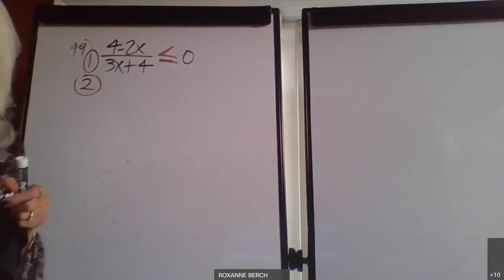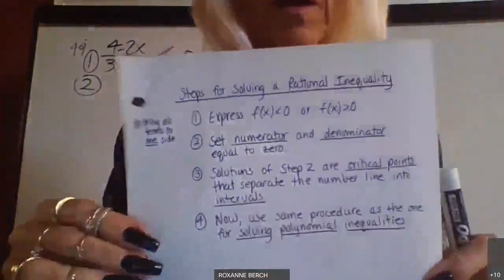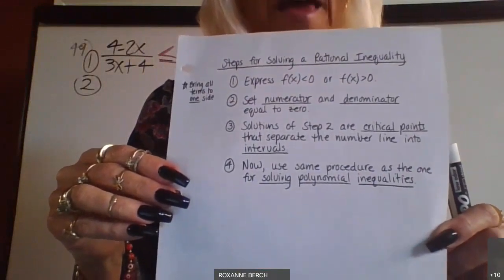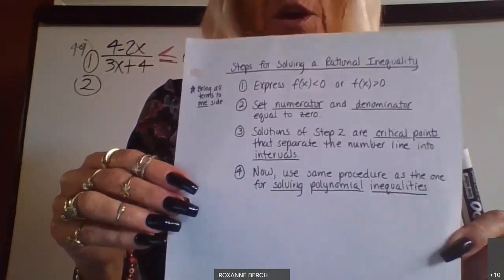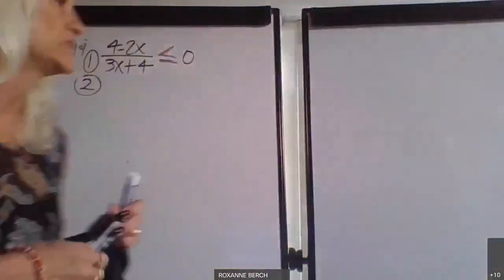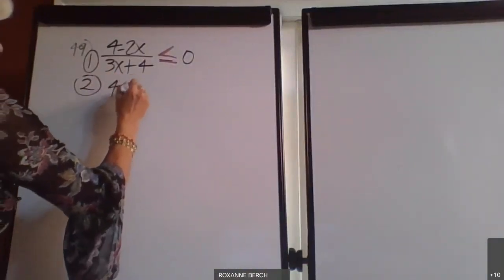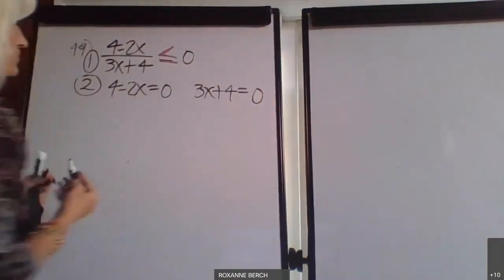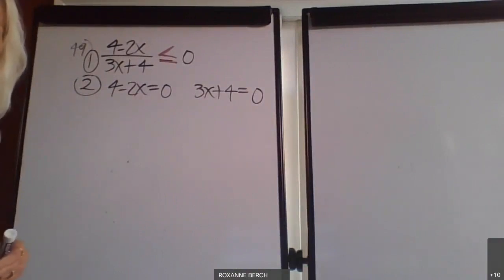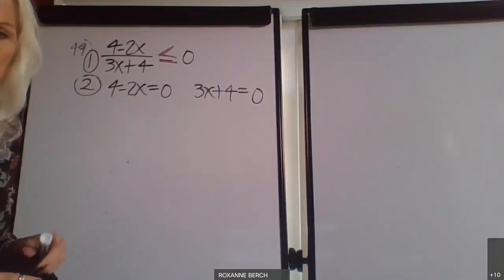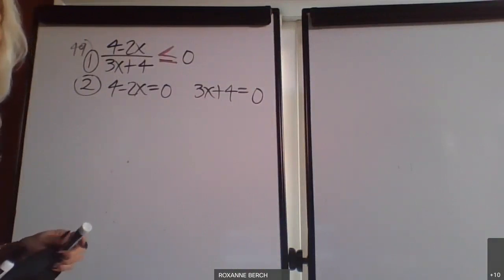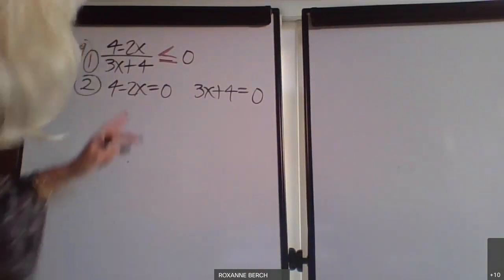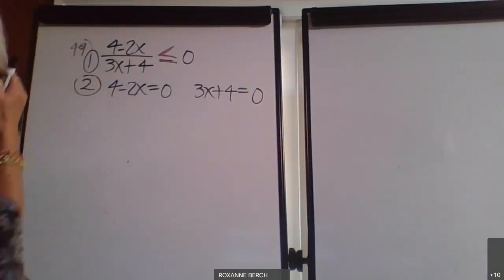All right, here we go. Here's the second step. You're going to set the numerator and the denominator equal to 0. So I want you to do that and tell me what you get. Okay, solve for x. All right, when you're done, shout out what you got for the first one. So what did you get for the first one?